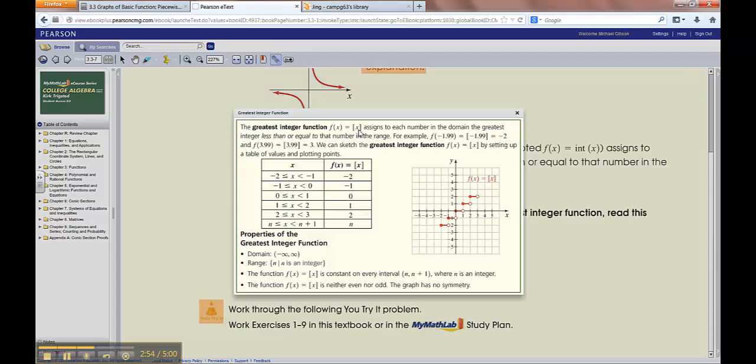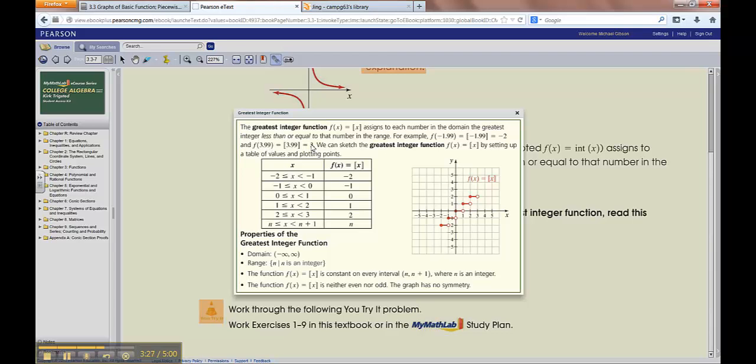f of x equals the greatest integer of x, that's the greatest integer function, it assigns to each number in the domain the greatest integer less than or equal to that number. Okay, for example, f of minus 1.99. So what's the greatest integer that's less than negative 1.99? Well, it's negative 2. Let's try positive. What is f of positive 3.99? Well, what's the greatest integer that's less than 3.99?